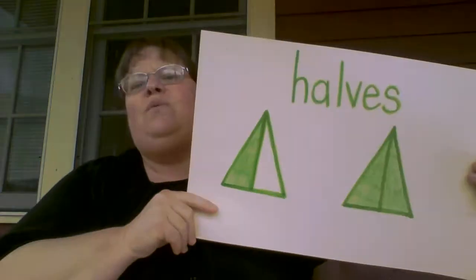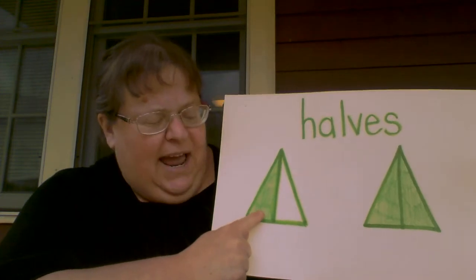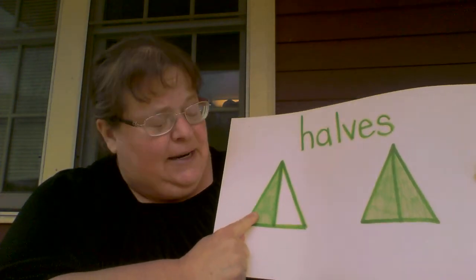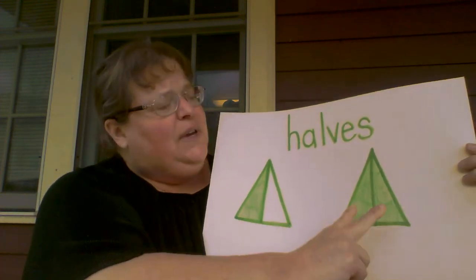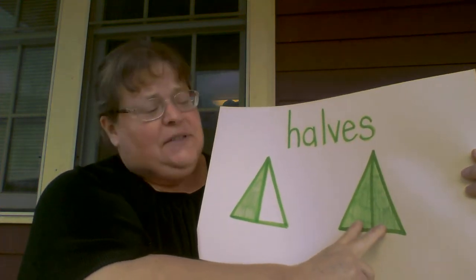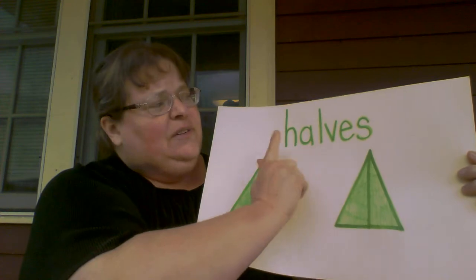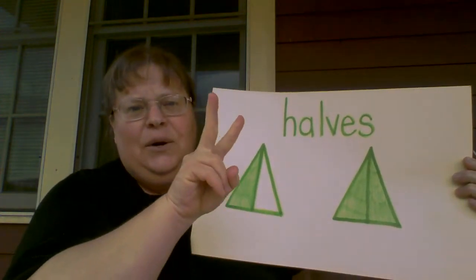Now, the next thing, if we have something and we cut it into 2 pieces, then we have 2 halves of the whole thing. So when we do that, 1 half is green, 1 half is cream color. Over here, we have 2 halves, but they're both together. So that's called halves. Cut it or break it into 2 pieces.